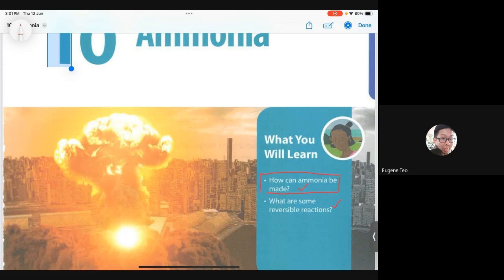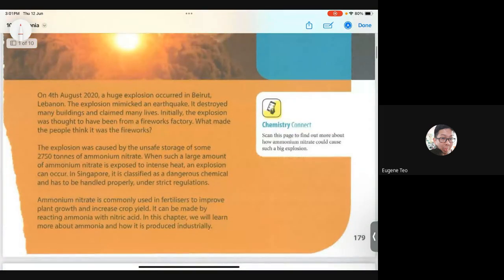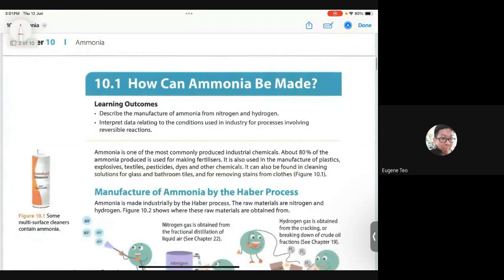So let's carry on and start from 10.1. In 10.1, what we're going to cover is how ammonia is manufactured, looking at the industrial process. The raw materials we use to prepare ammonia are nitrogen and hydrogen. These are the reactants. We also need to interpret data relating to the conditions used in industry for processes.